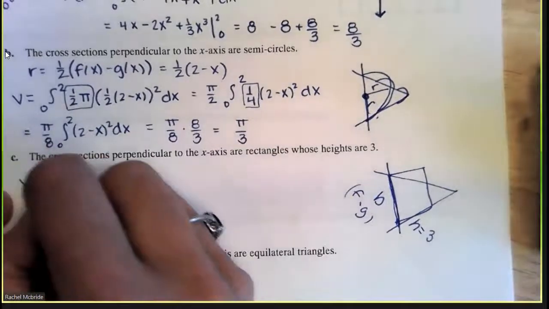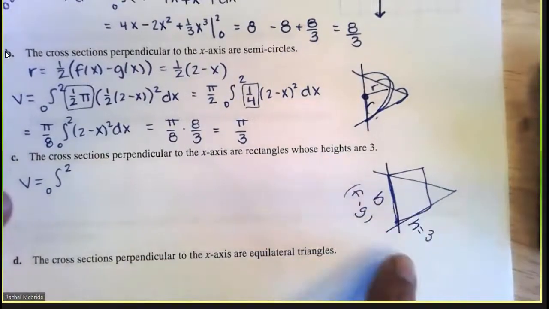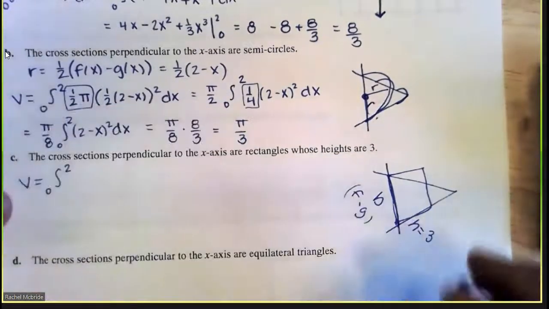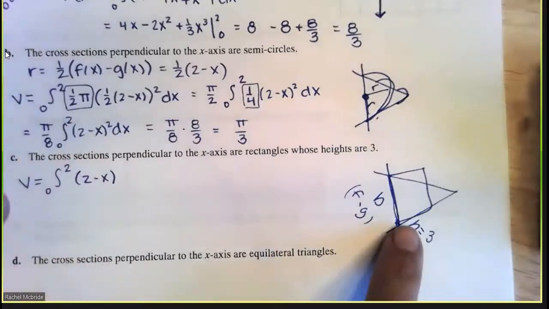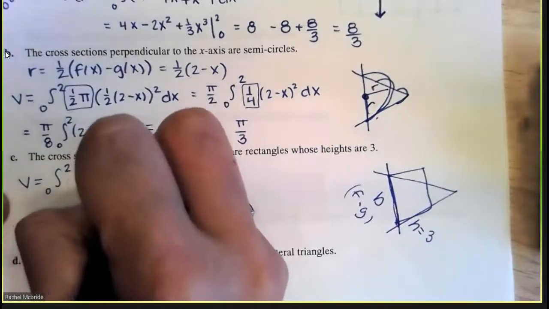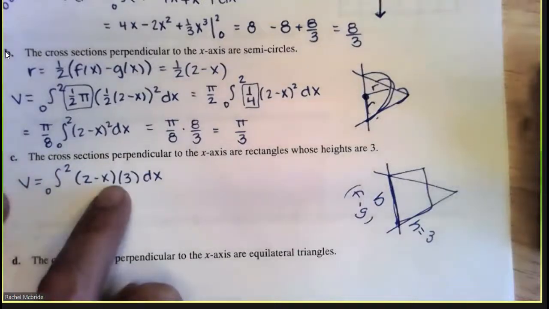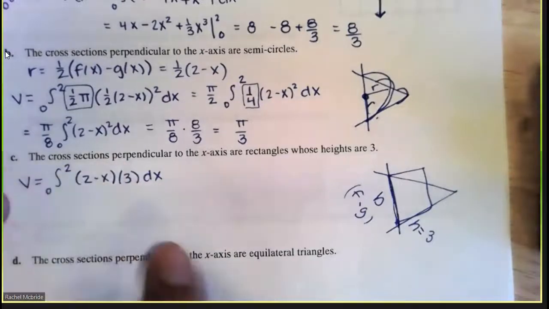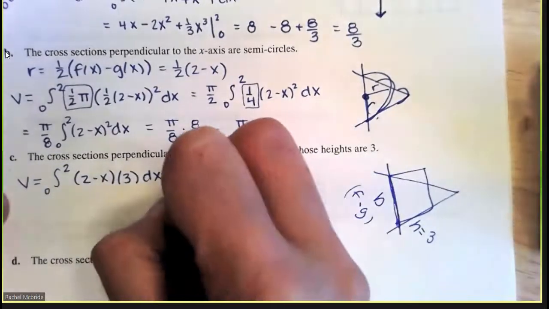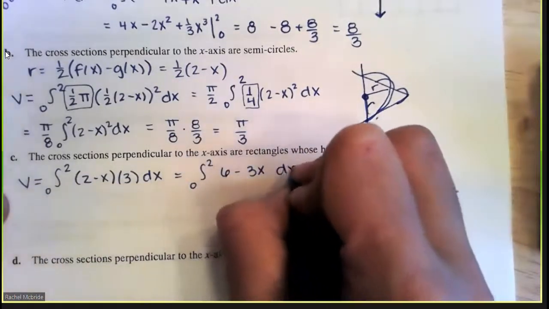So if you go volume of a rectangle, it's 0 to 2. It's base times height, or length times width. So that would be the length, which is f minus g, which is 2 minus x, times a height, which is 3, dx. So area of the rectangle is 2 minus x times 3 dx. You got two choices. You can distribute that in. So you'd have 0 to 2 of 6 minus 3x dx.